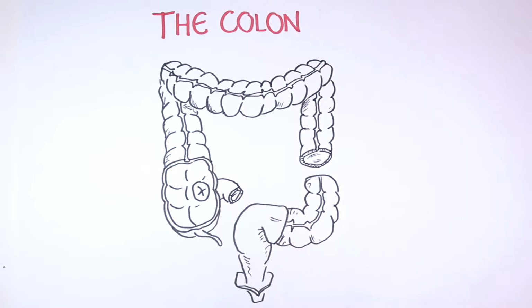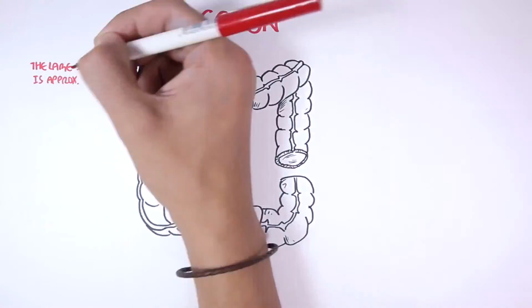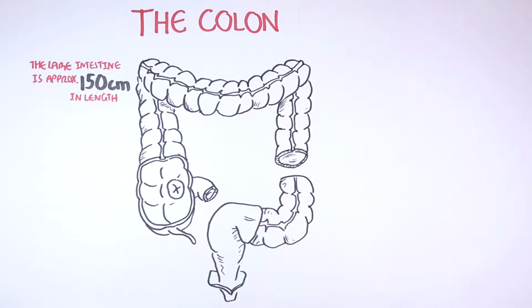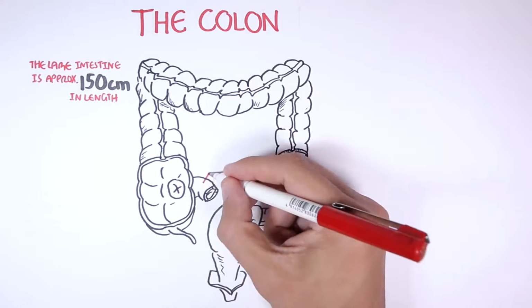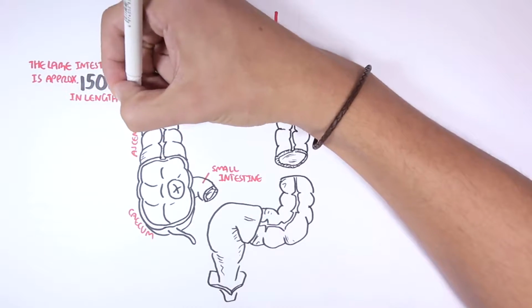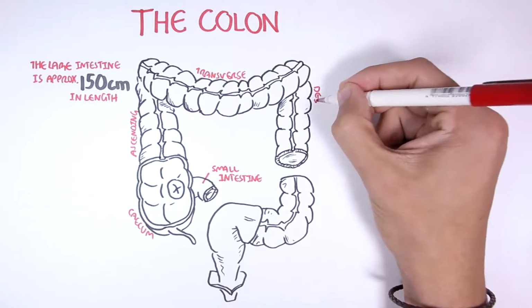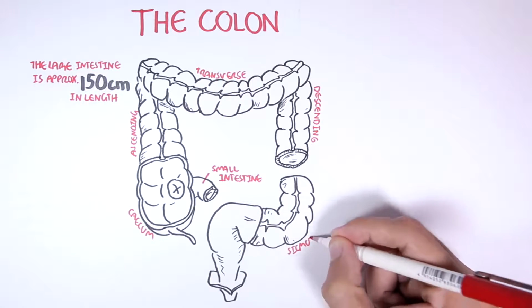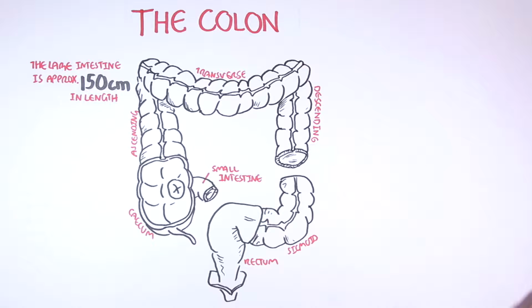The colon or large intestine is approximately 150 centimeters in length. It is divided into a few sections. The small intestine here will join to the first part of the large intestine, known as the cecum. Then there is the ascending colon, the transverse colon, descending colon, sigmoid colon, and finally the rectum. Waste is excreted through the rectum and anus. The appendix here is a pouch structure that connects to the cecum and is thought to have a role in the immune system.